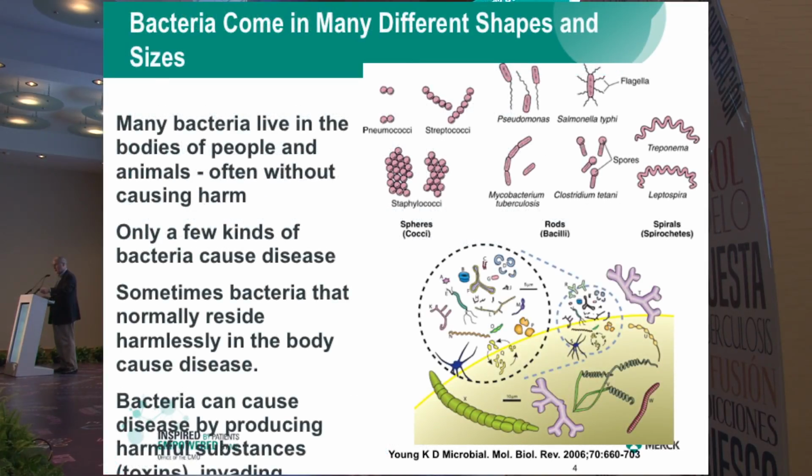Bacteria come in many different shapes and sizes. And this was a key point that I was going to try to make. The bacteria that live in our bodies, you can see, the gram-positives, the gram-negatives, those circles that we call cocci, the longer ones that are spiral in nature, the rods, and they all live together generally peacefully in our body. We call that the microbiome.